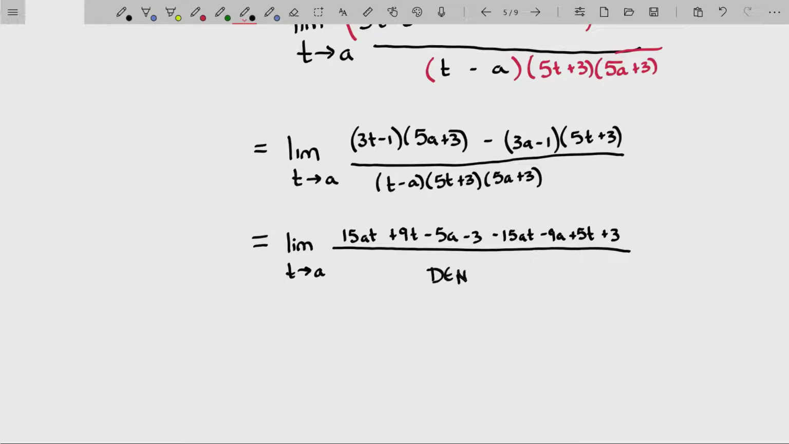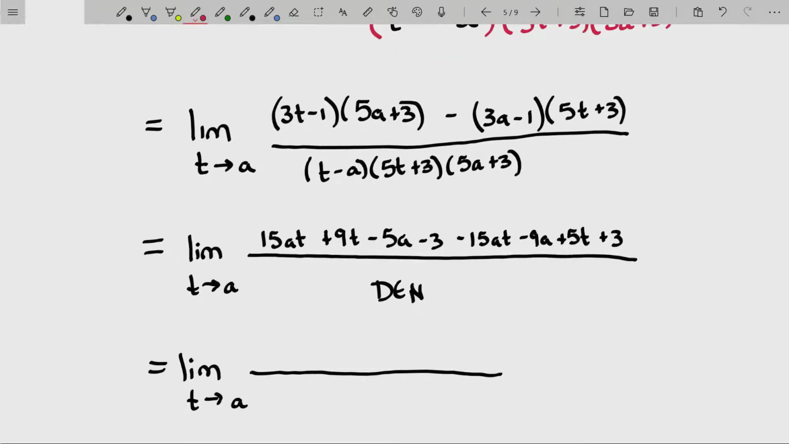Notice I've already started using that notation because right now all I need to do is just clean up the numerator. Let's see. This is the limit as t approaches a of not so big of a fraction bar, to be honest with you, because the 15at and the negative 15at, they cancel. The 9t and the... Oh, nope. The 9t doesn't cancel with anything. Sorry about that. But the negative 3 and the positive 3, they totally cancel.